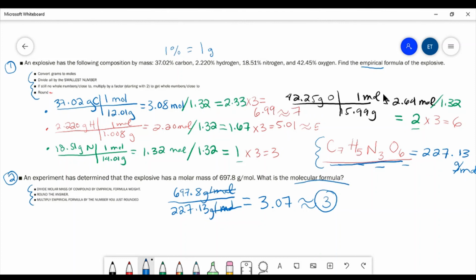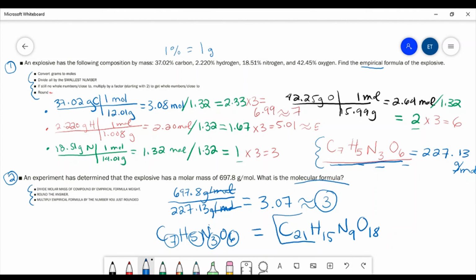And this is a number that we're going to use as a factor to find out the molecular formula. So what we're going to do is multiply 3 times every single subscript that we have here for the empirical formula. So 3 times 7, 3 times 5, 3 times 3, and 3 times 6. So this is the molecular formula.